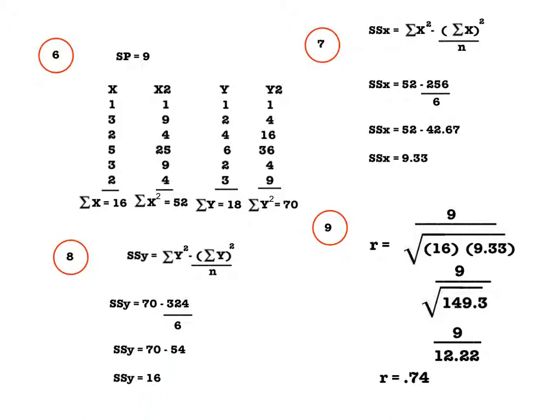So we have the sum of the products, which was 9 from the previous slide. We have the sum of squares for y and the sum of squares for x. Doesn't matter what the order is. We've got it all under a square root sign in the denominator. And if we just work the math down, we have 9 over the square root of 149. Take the square root of 149, you have 9 divided by 12.22. And when you divide through, that gives us a correlation coefficient of 0.74.